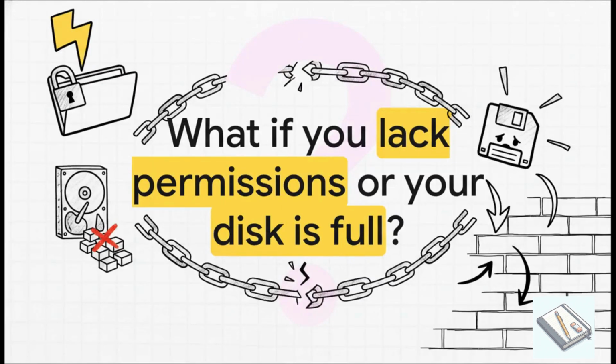All right, so we've got this amazing superpower to write files permanently. But what happens when this superpower hits real-world obstacles? I mean, what if you try to save a file, but your program lacks the necessary user permissions? Or even worse, what if the user's hard drive is literally full? In the real world, file operations definitely do not always go according to plan.